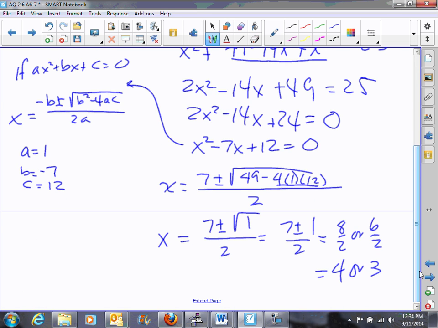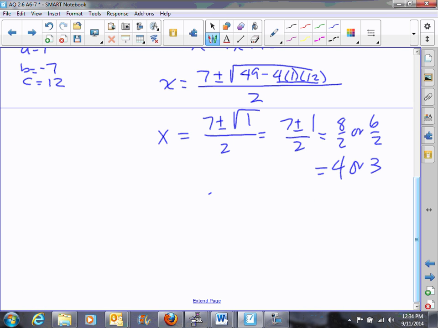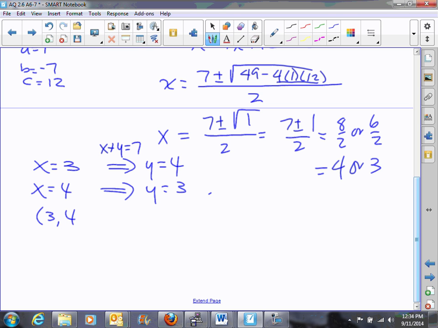So now, if x equals 3, x plus y equals 7 implies that y is equal to 4, because if they add together to make 7, then when x is 3, y is 4. If x equals 4, that implies, using x plus y equals 7, that y equals 3. So now we have the ordered pair 3, 4, and we have the ordered pair 4, 3.